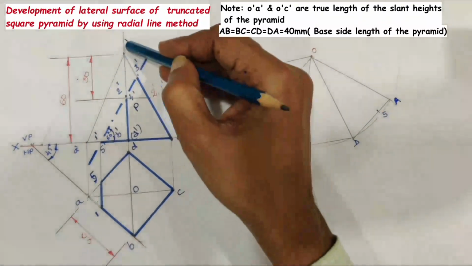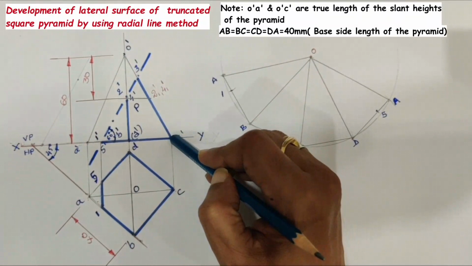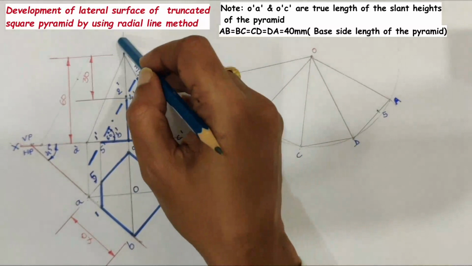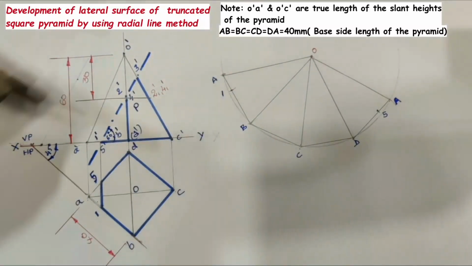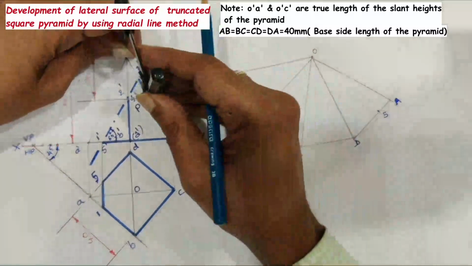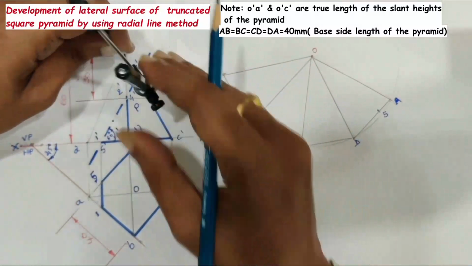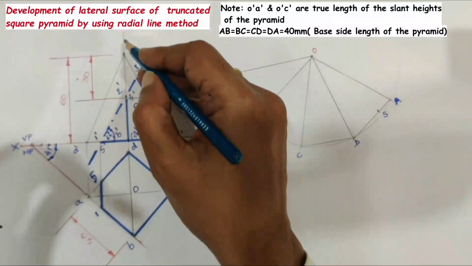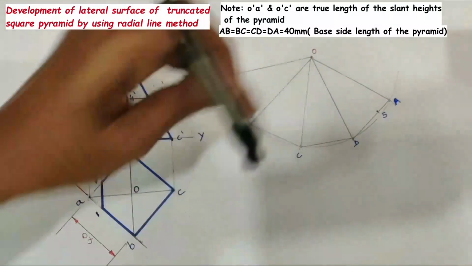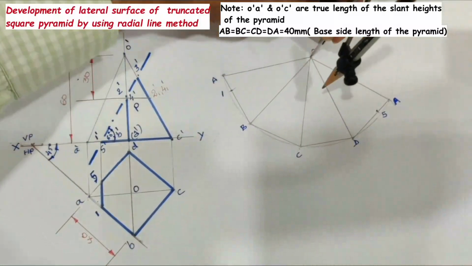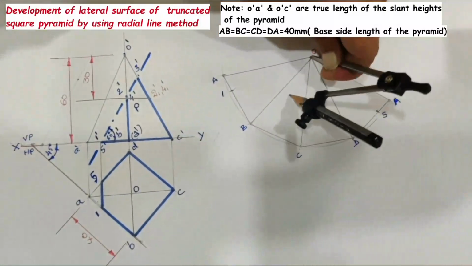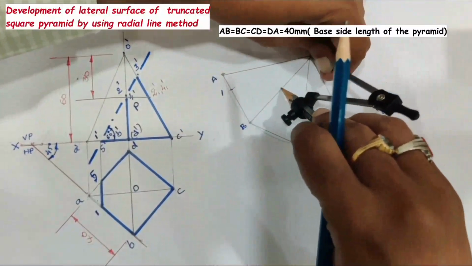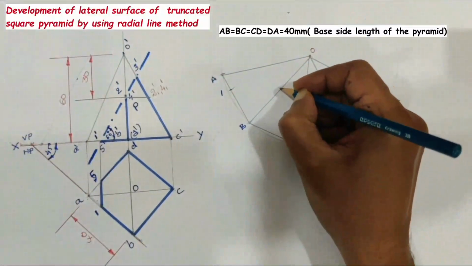As we consider O dash C dash as the true length of the slant height, then we'll consider the section plane points along this line only. Then take O dash 2 1 dash as a radius. As you know that 2 dash is the intersection point of section plane with O dash B dash face edge. So with O as a center, O dash 2 1 dash as a radius, draw an arc on OB slant edge. Name this point as 2.